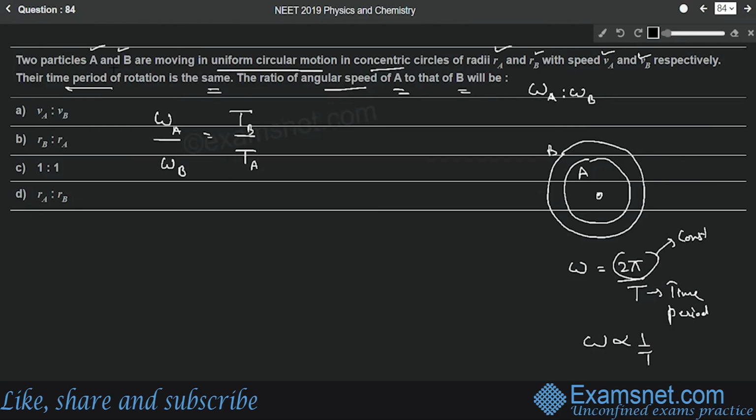Now we know that the time period of A and B are same. It is given in the question. So let's assume that it is T for both. So it is T by T. That means 1 by 1, right? So the ratio will be 1 is to 1. So option C will be the correct answer.